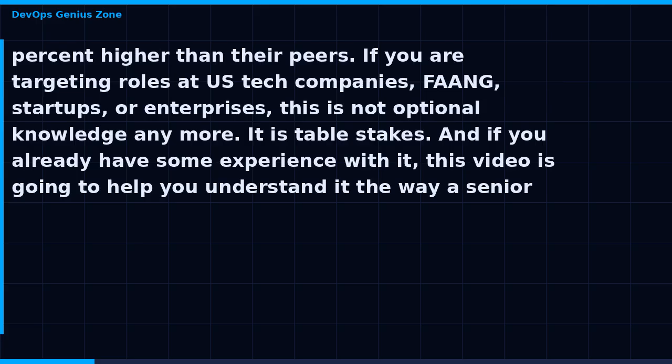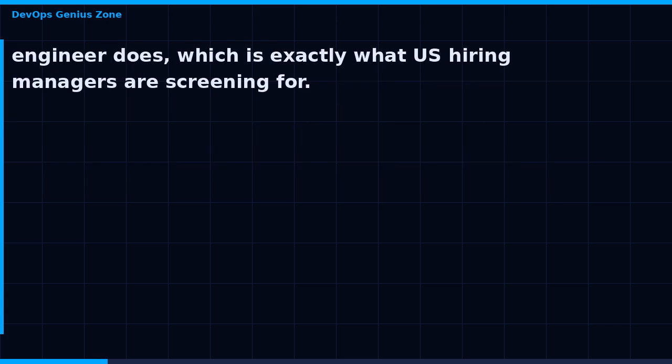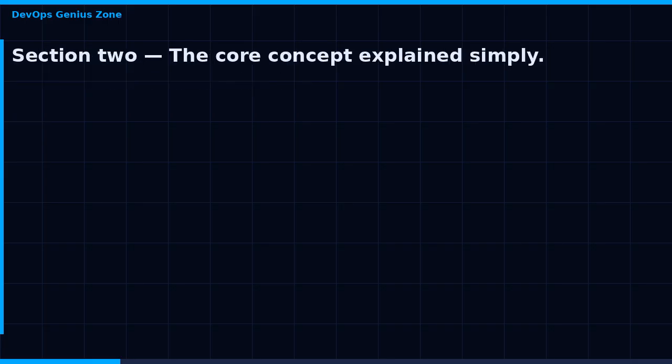If you are targeting roles at US tech companies, FAANG, startups, or enterprises, this is not optional knowledge anymore. It is table stakes. And if you already have some experience with it, this video is going to help you understand it the way a senior engineer does, which is exactly what US hiring managers are screening for.